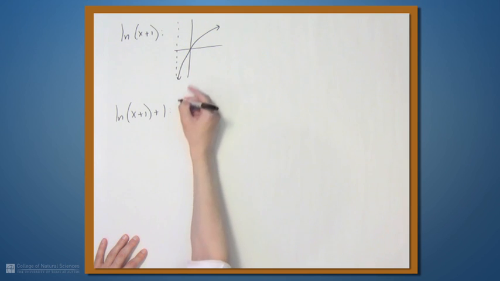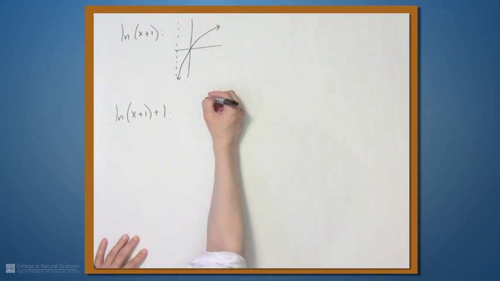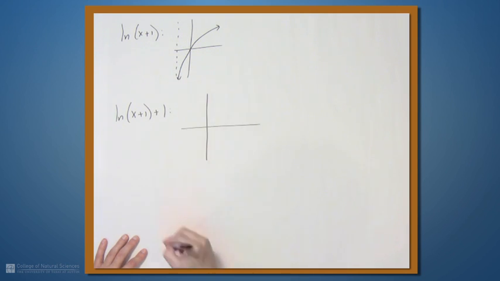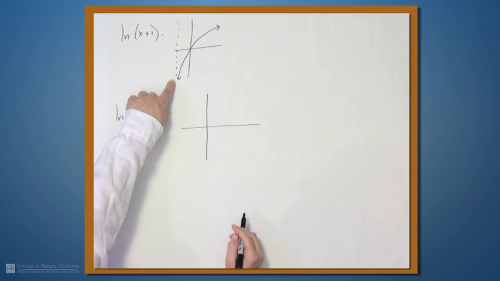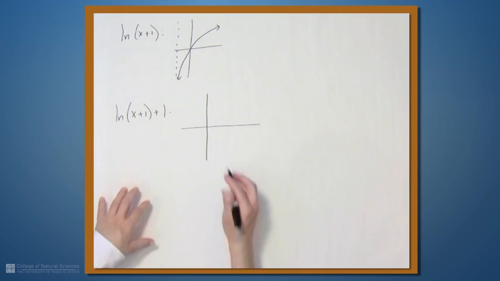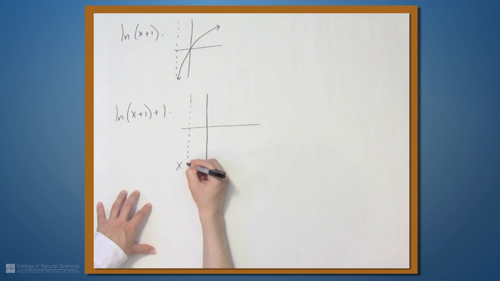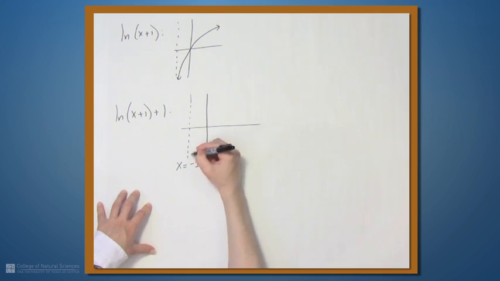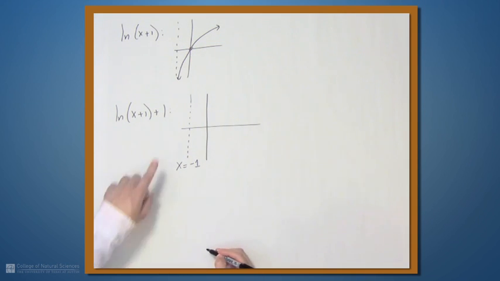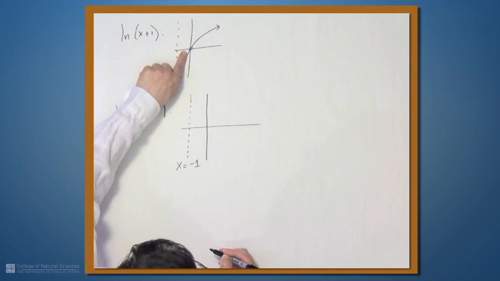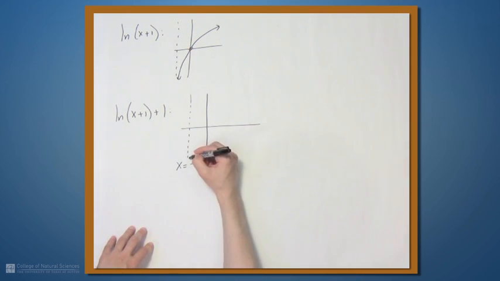So to graph this thing, we take the graph of natural log of x plus 1 and shift it up by 1. Now, vertical asymptote, shift it up, doesn't change the position. So we still have a vertical asymptote at x equals negative 1. But now we're shifting up by 1. So take a look at the origin. This point on the graph that now passes through the origin is going to be shifted up by 1. So it's going to pass, let's say, through here.